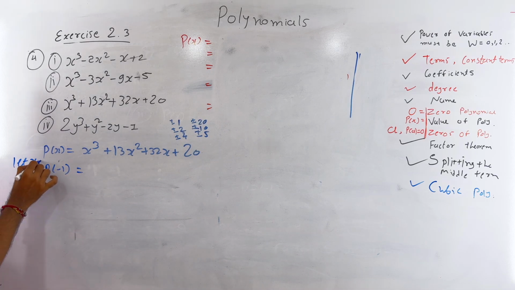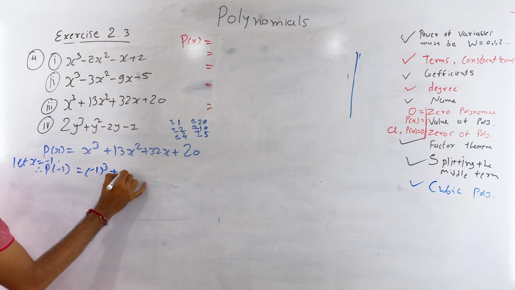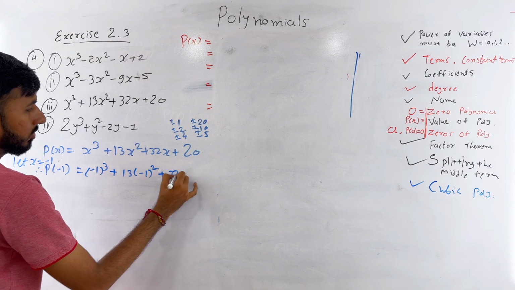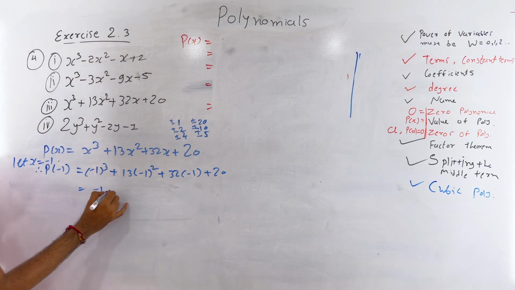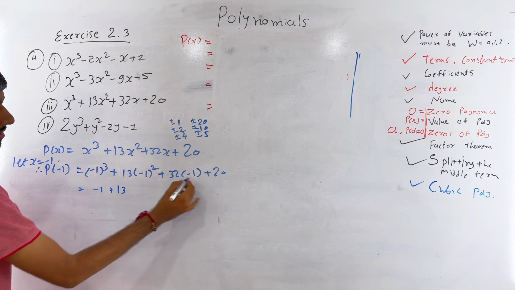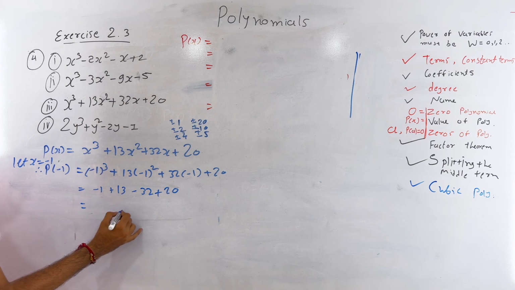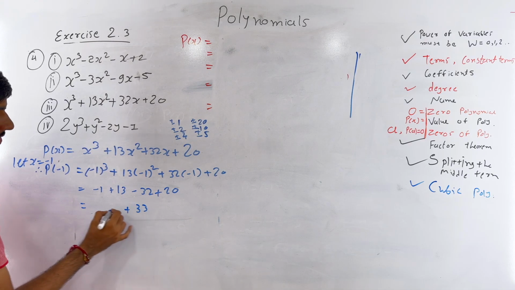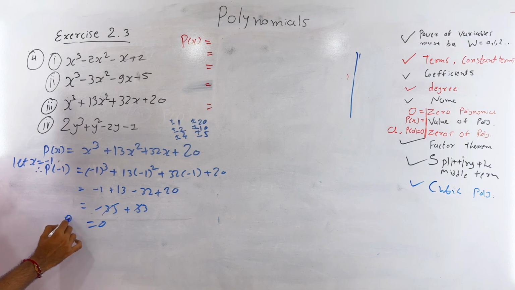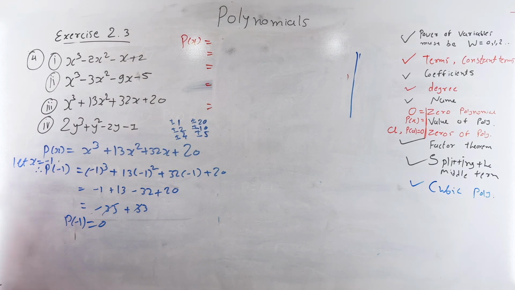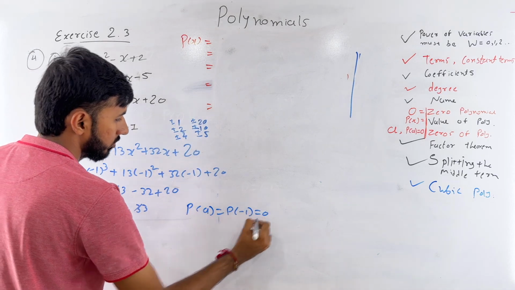Let x equal to -1. So p of -1 will be (-1) cube plus 13 times (-1) square plus 32 times (-1) plus 20. So -1 cube will be -1, plus 13, minus 32, plus 20. So my final answer will be plus 33 and -33. So it will cancel out and my final answer comes as p of -1 equal to 0, right?